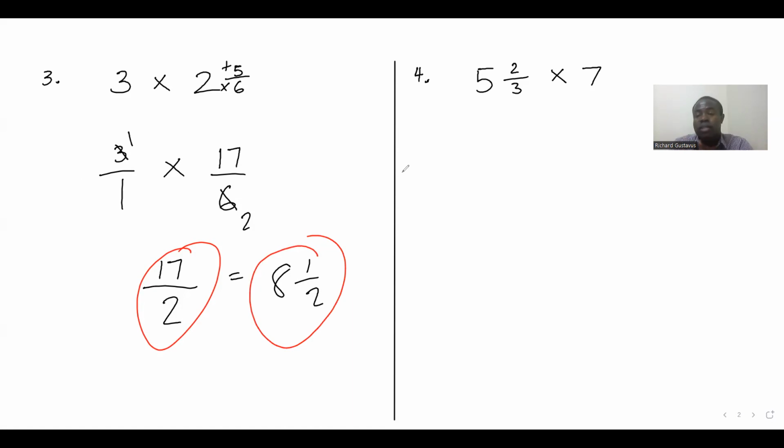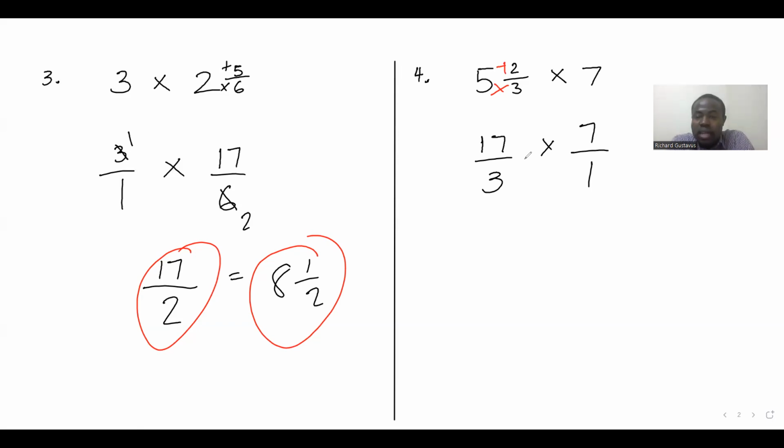I think that we're better understanding, and our confidence is growing, so we can move a little bit quicker with the question. So let's do number 4. So let's convert the whole number to a fraction by dividing by 1. Then let's convert the mixed number to an improper fraction. So it's 3 times 5, 15 plus 2, 17. So it's 17 over 3 right here, guys. All right, so that's it for number 4.